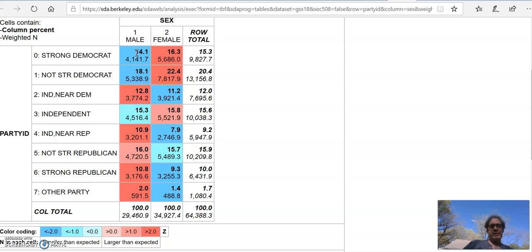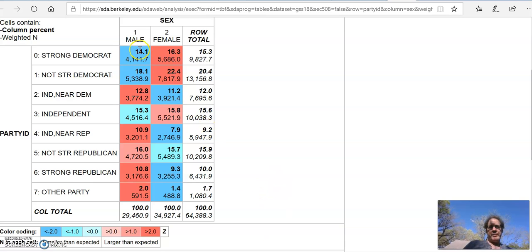So 14% of men said they were strong Democrats. 16.3% of women said they were strong Democrats. So women are a little bit more likely to say that they're strong Democrats, 2 percentage points more likely. Let's look at Republicans. Men are a little bit more likely than women to say they're strong Republicans. 10.8% of men are strong Republicans, 9.3% of women are strong Republicans. So this is the first step in using a table to assess association and to begin to test our hypothesis. And there does seem to be a small association.